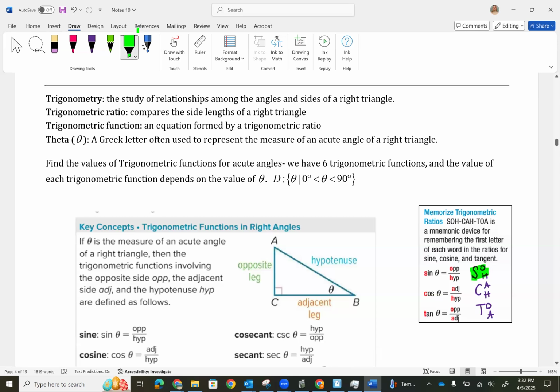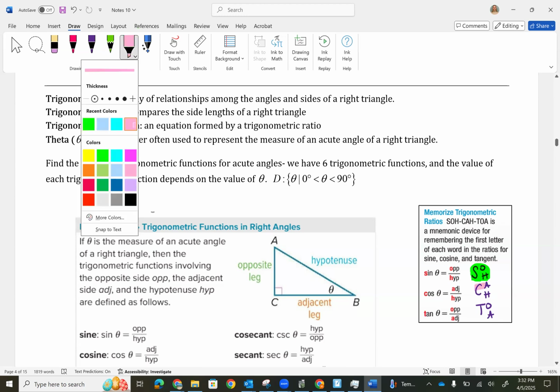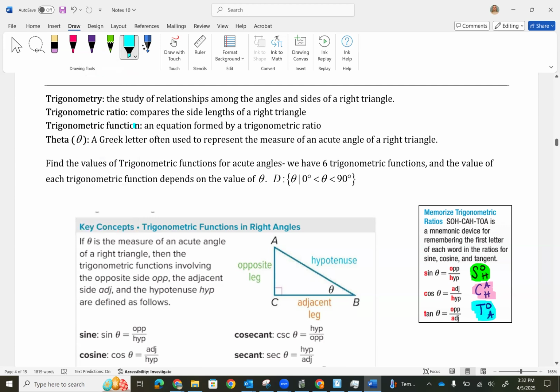So SOH represents the three letters for sine, opposite over hypotenuse. For cosine, you can see CAH, adjacent over hypotenuse, and then TOA, opposite over adjacent. We're going to be talking about the sides and angles of a right triangle in trigonometry. The ratio is the fraction of those related sides, the appropriate sides. And we can write equations, like sine of an angle equals the opposite leg over the hypotenuse, and we can write an equation and solve.